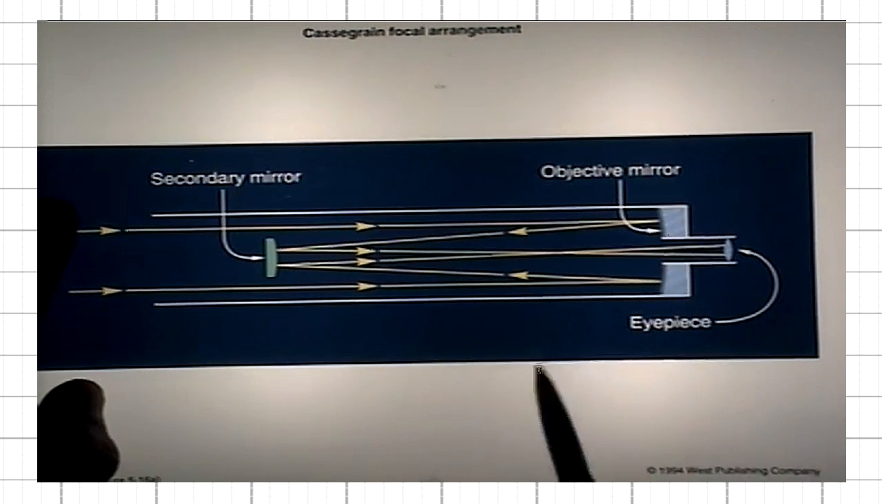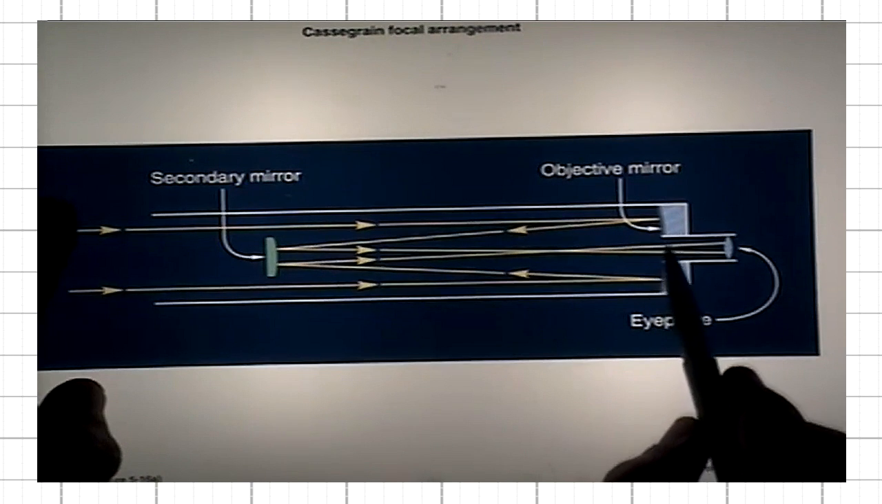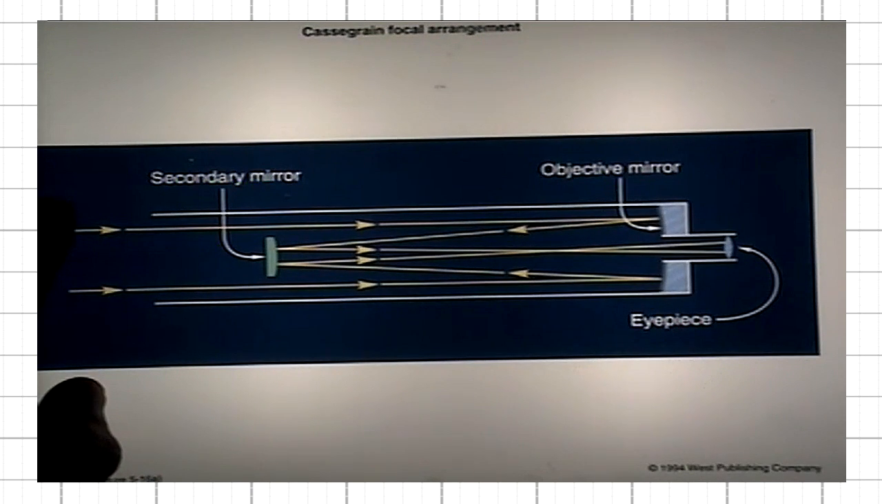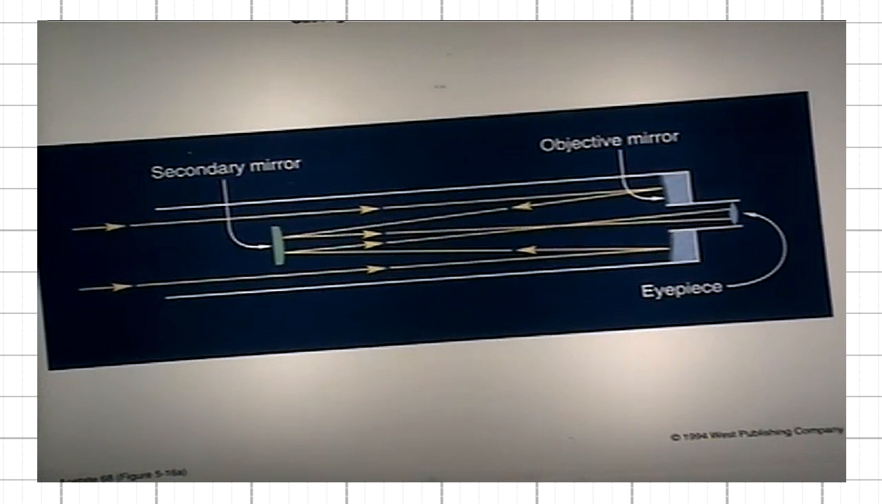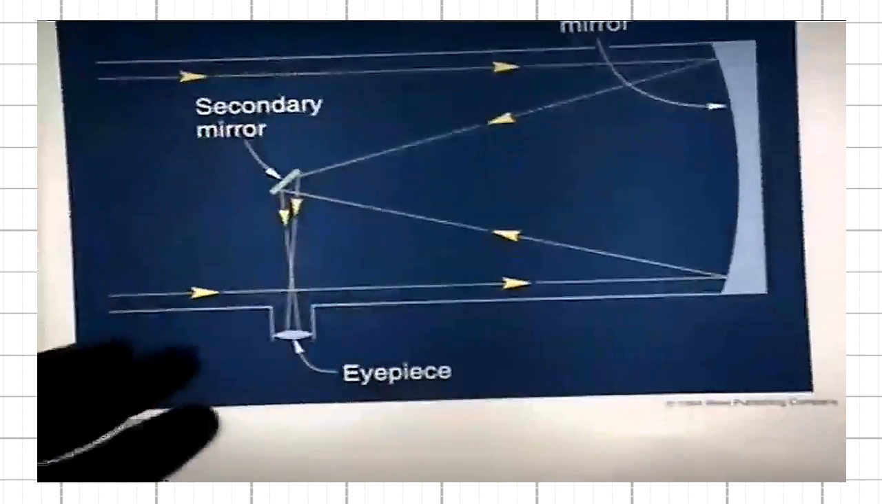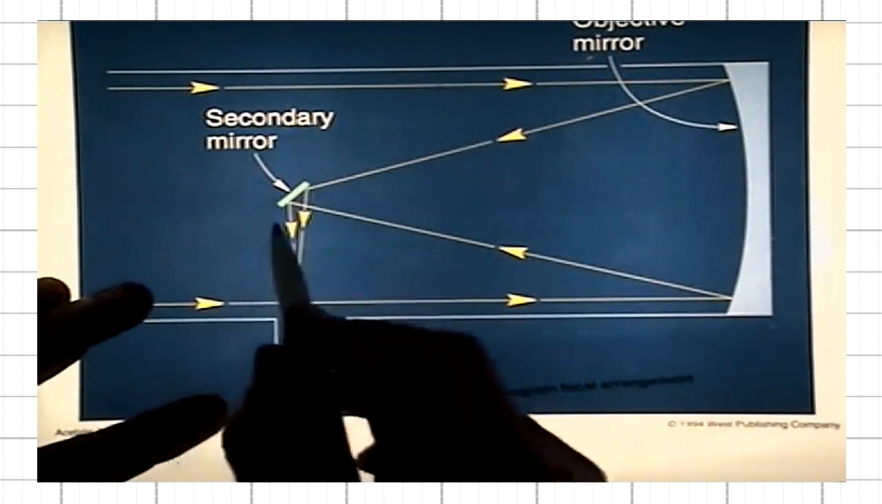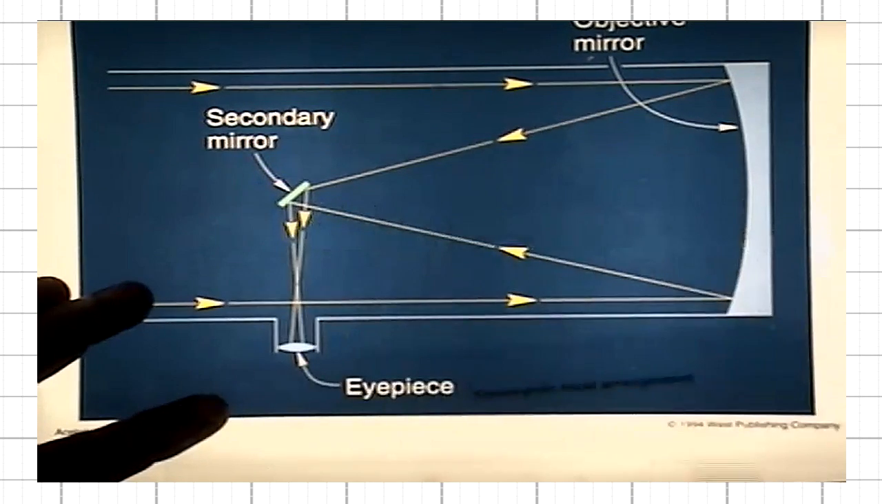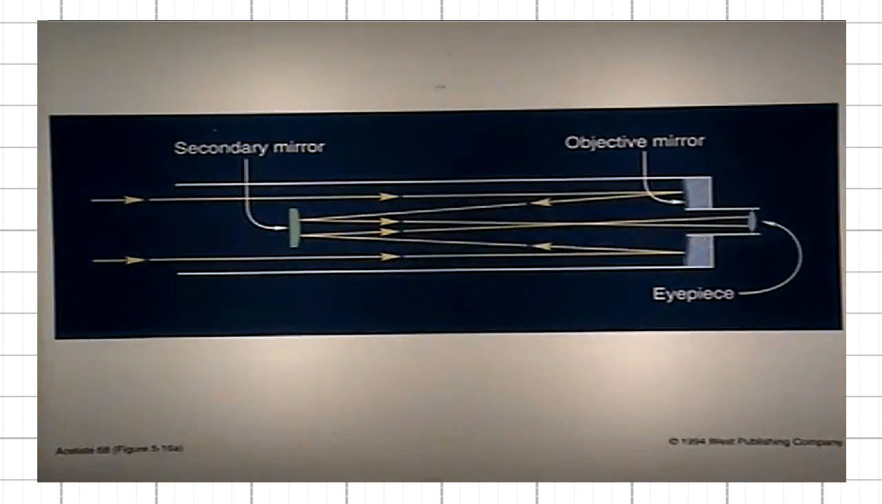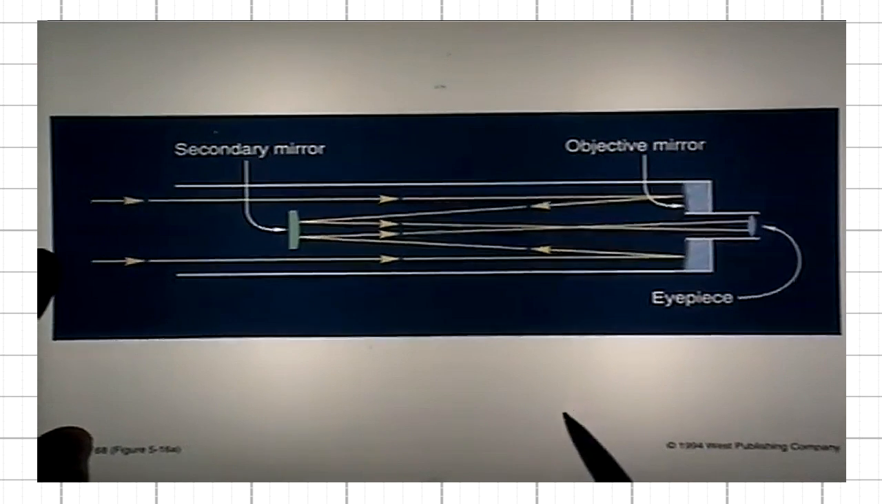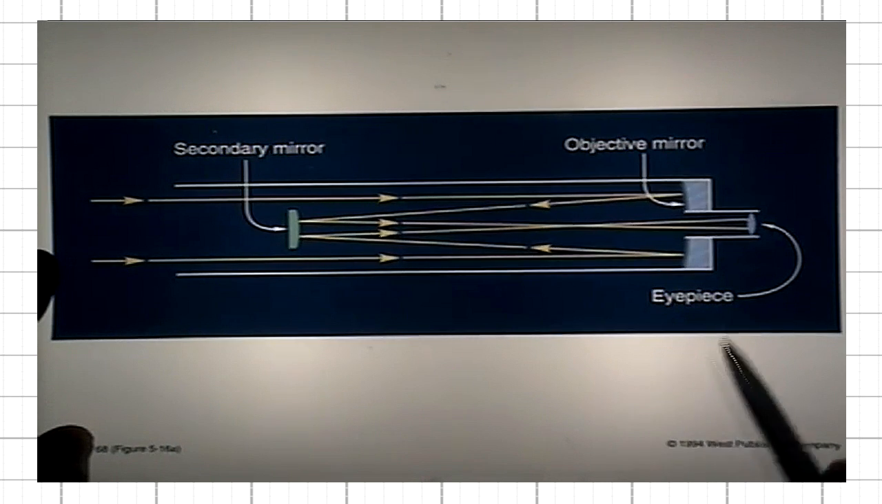So you can say, well, don't I lose some light by drilling a hole through the objective mirror? Well, you lose light also with the Newtonian focal arrangement, right? Because this secondary mirror here will block a certain amount of light coming from the star and prevents it from hitting the mirror. So it's six of one, half a dozen of the other. They are basically the same in terms of their ability to collect the light.